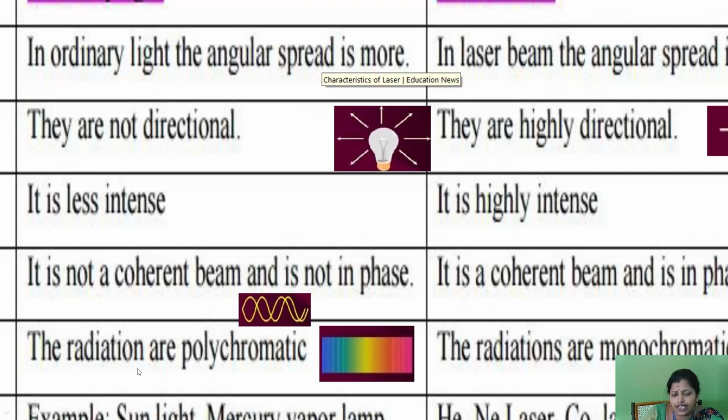Ordinary light source radiation is polychromatic; laser beam radiation is monochromatic. Examples of ordinary light sources are sunlight and mercury vapor lamps. Examples of laser sources are helium neon, carbon dioxide, or semiconductor diode lasers.